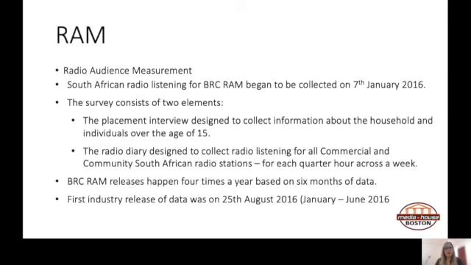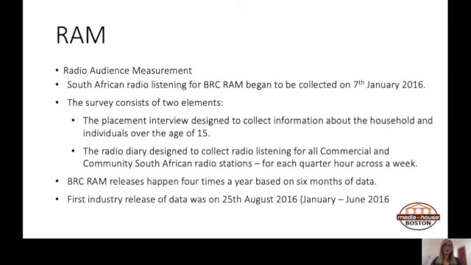The survey consists of two elements. The placement interview, designed to collect information about the household and individuals over the age of 15. Okay, it's important they only take data from people over the age of 15. And then secondly, the radio diary, which we'll go into a bit more detail now, designed to collect radio listening for all commercial and community radio stations in South Africa for each quarter hour across a week. So you'll see now what it looks like, but you'll fill in each quarter hour what you've listened to, which station, whether it's Mhlobo Wenene, whether it's Metro, whether it's 947, but whatever it is that you were listening to, you would fill it in there.